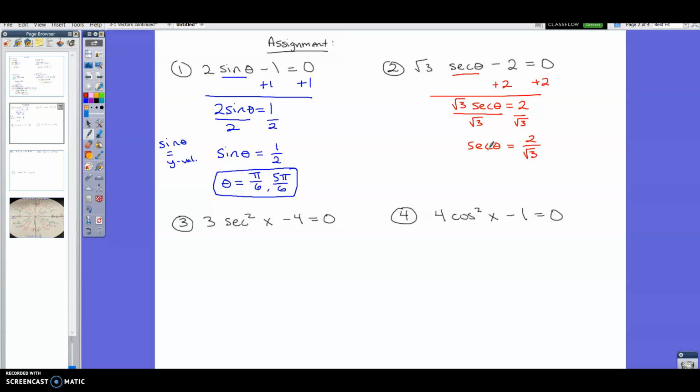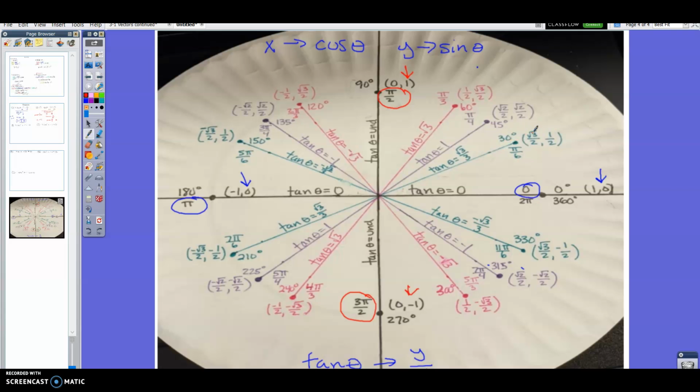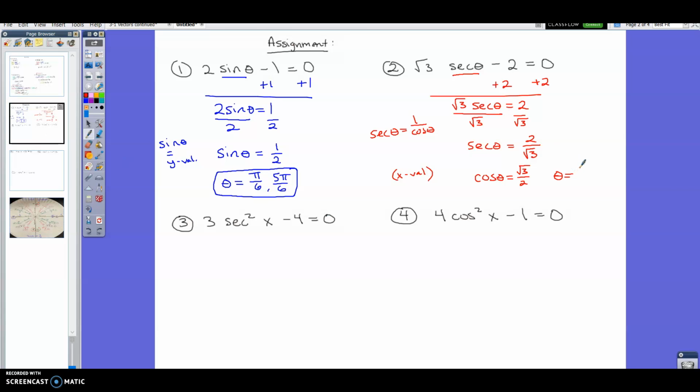Now secant is not on our unit circle, but if we remember, secant is the reciprocal of cosine. So we can flip this fraction and rewrite it as cosine. We're looking at where we have cosine, and remember cosine is our x values. So where do we have x values equal to the square root of 3 over 2? We're going to state those angles. We have an x value of square root of 3 over 2 here at pi over 6, and we have another one down here at 11 pi over 6. So those are our two answers.